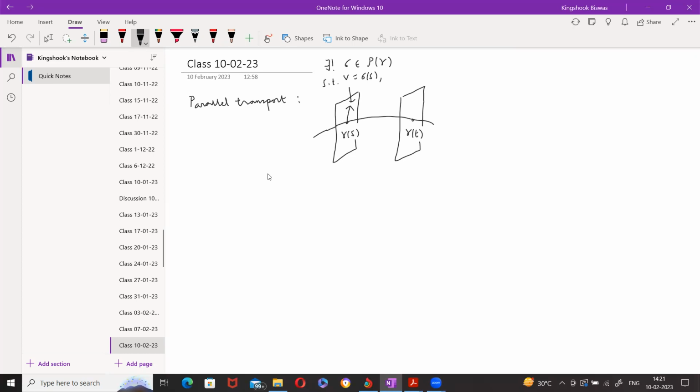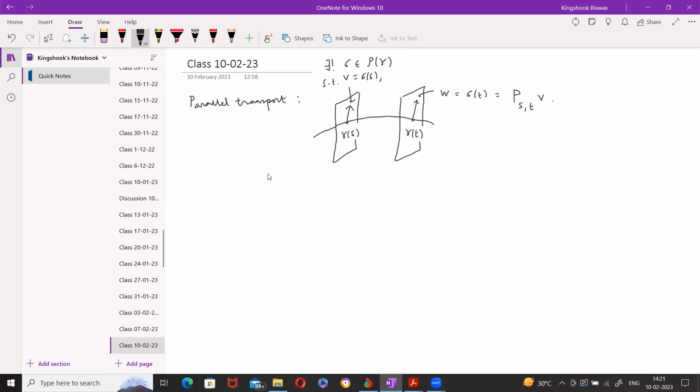So you take this parallel section and then you look at the value of this parallel section at time t. So this will be W equal to sigma of t. By definition, this is your parallel transport map, P_{S,t}, applied to V. Is this clear?